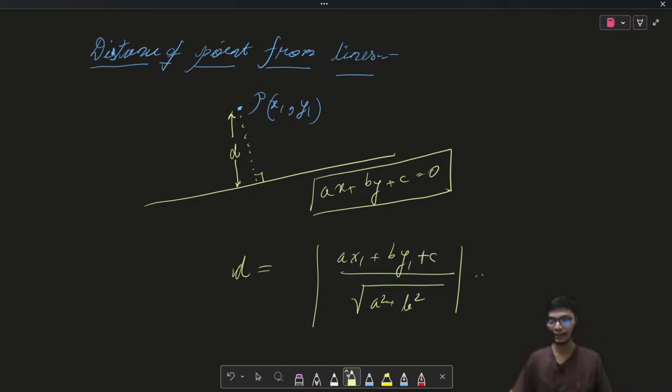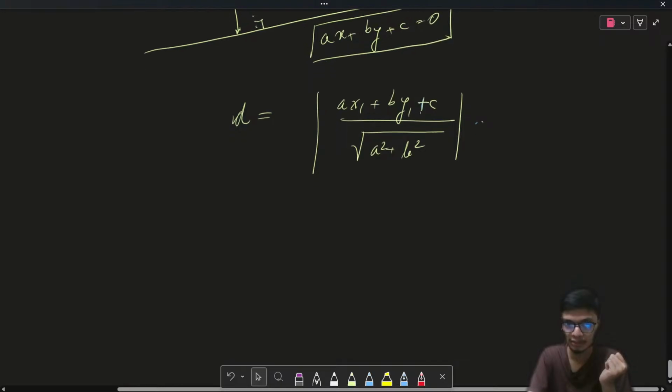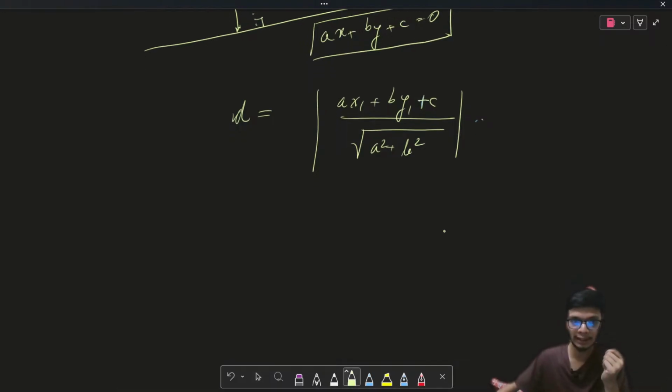Now let us see how we can get to this formula. The simple way to derive this formula would be by considering the area of a triangle. How do I get a triangle? That's also a good question. It's quite simple, you can do that by playing around with the geometry.